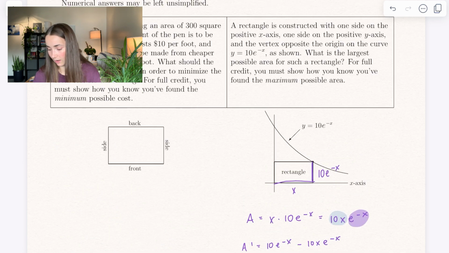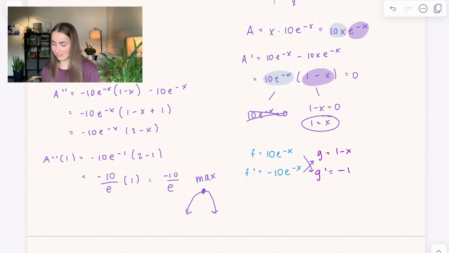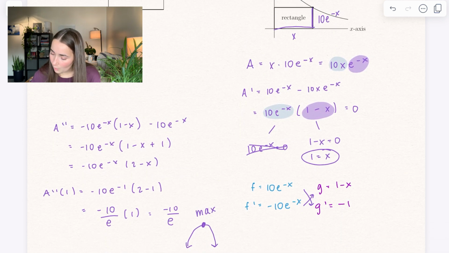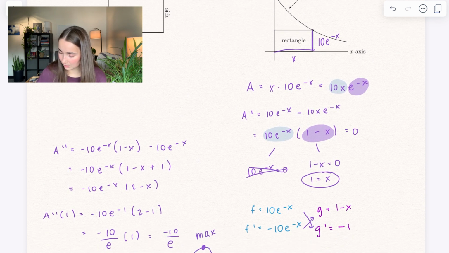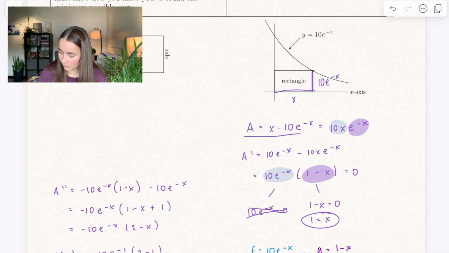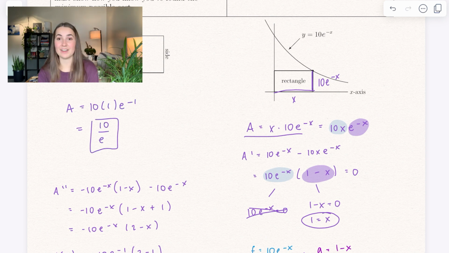For full credit, you must show how you know this is the maximum area. So right here, I just showed I know this is the maximum area. So I want to go ahead and find the actual area now. So I know x equals 1 is going to be your magical value. So let's plug that into our area. Here we get the area is equal to 10 divided by e. So that is our final solution.